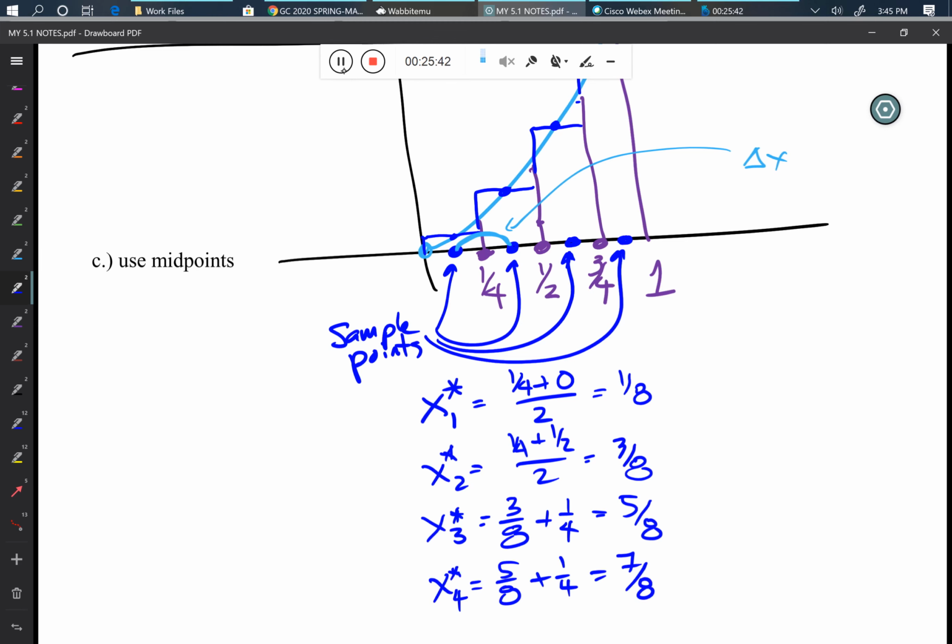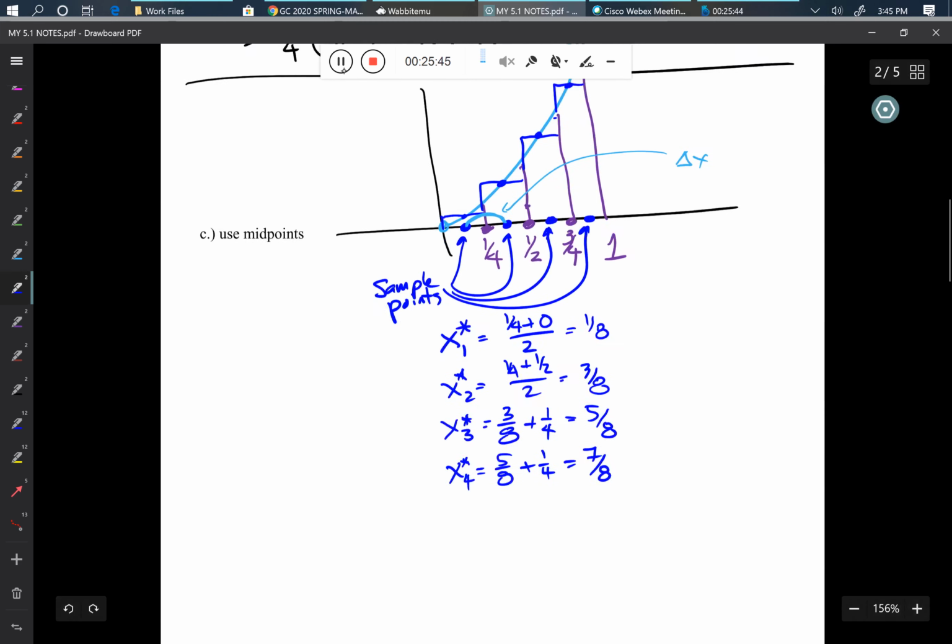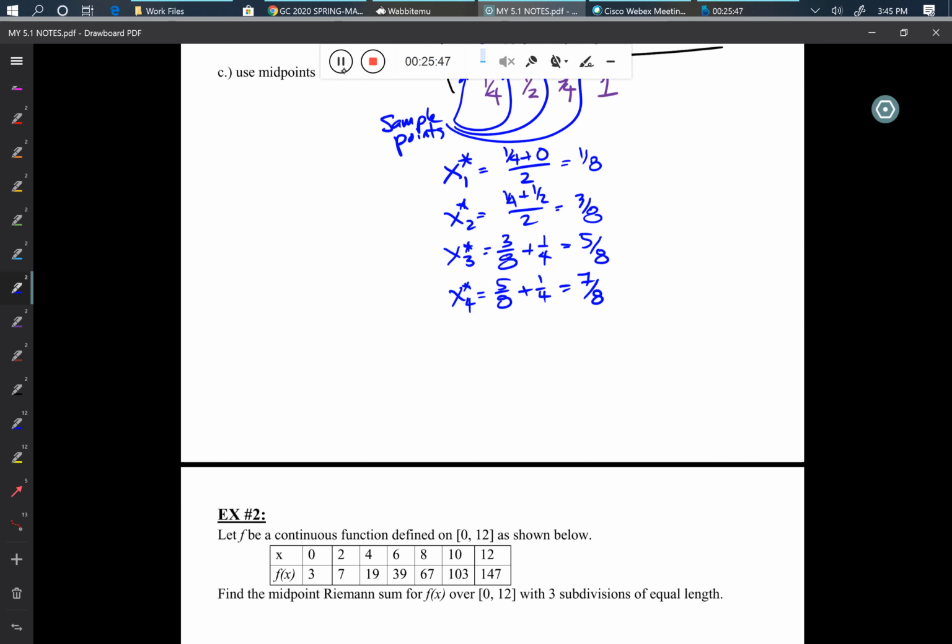Right? All right, so I'm throwing a lot of terminology and notation at you. Sample points. Sample points tell us what we're using to find the height. Sample points can be lefts, sample points can be rights, sample points can be midpoints. In fact, if you wanted to, sample points could be third points, meaning a third of the way into the interval, if that's what you wanted to do. Right? All right, so let's go ahead and calculate this.